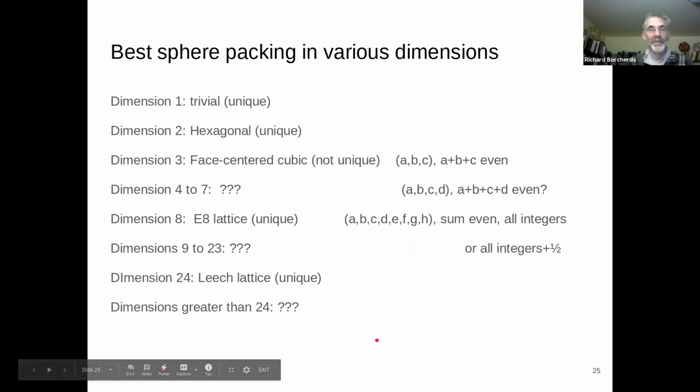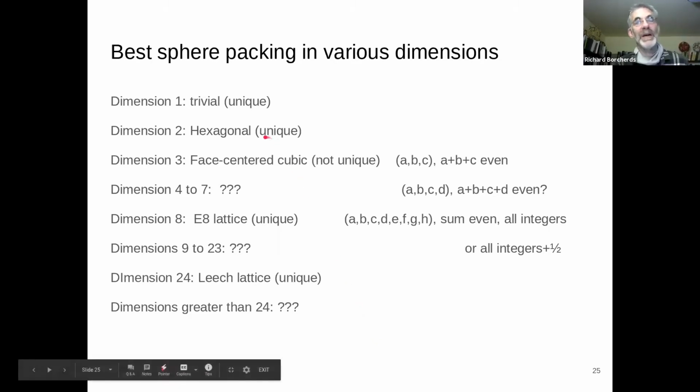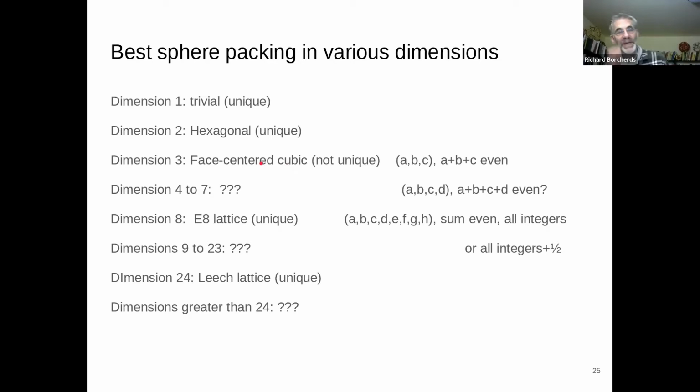So obviously you can ask, what is the best sphere packing in various dimensions? And in dimension 1, this is trivial. In dimension 2, it's easy. In dimension 3, face-centered cubic is the densest possible packing, although it's not unique. And this is incredibly difficult to prove, as I'll mention in a moment. In dimensions 4 to 7, we haven't managed to prove what the answer is. I mean, we sort of think we know the answer, but we can't prove it. In 8 dimensions, we have managed to find the densest packing. This is something called the E8 lattice that I'll describe a little bit later.